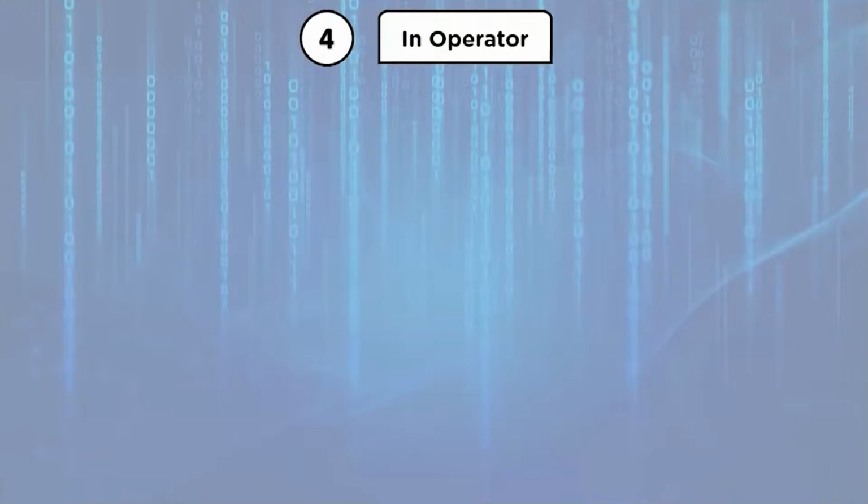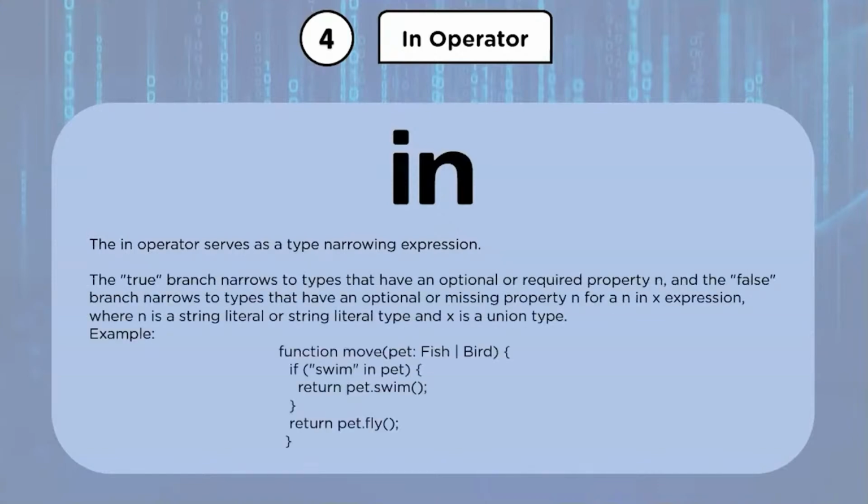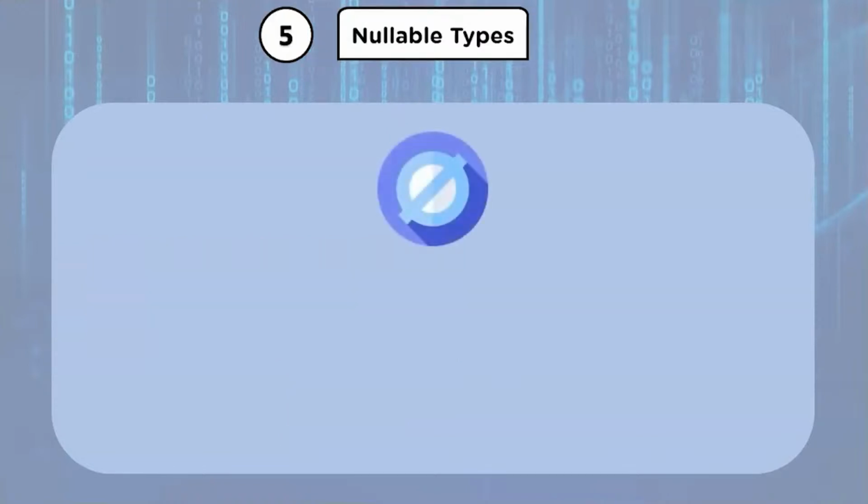Next, we'll look at the in operator. The in operator serves as a type narrowing expression. The true branch narrows to types that have an optional or required property n, and the false branch narrows to the types that have an optional or missing property n, for an "n in x" expression, where n is a string literal or a string literal type and x is a union type. Below is an example code for the in operator.